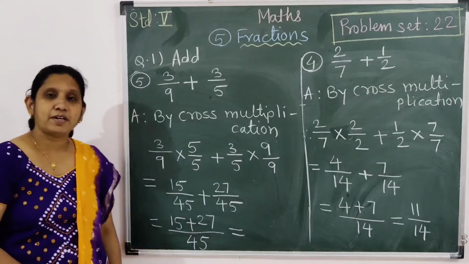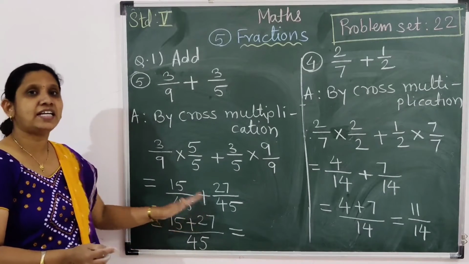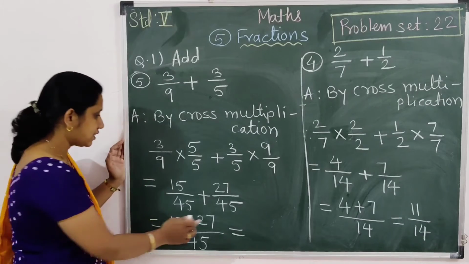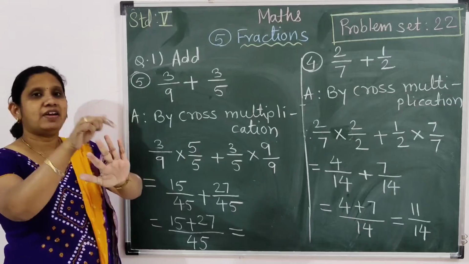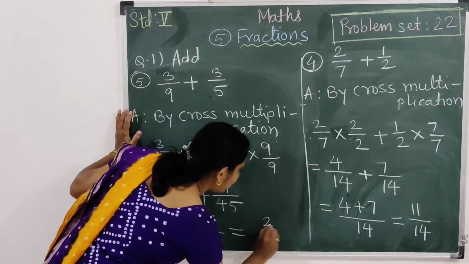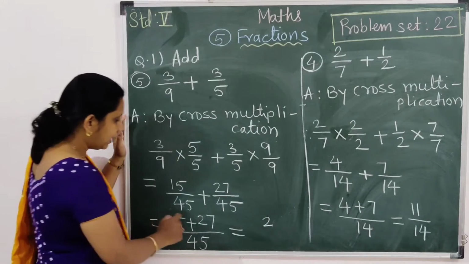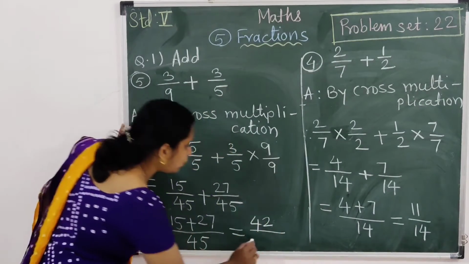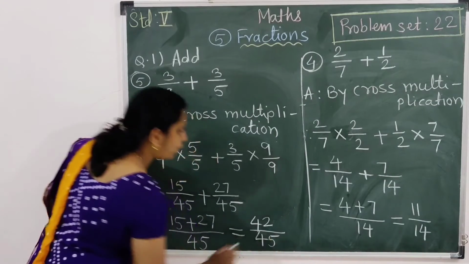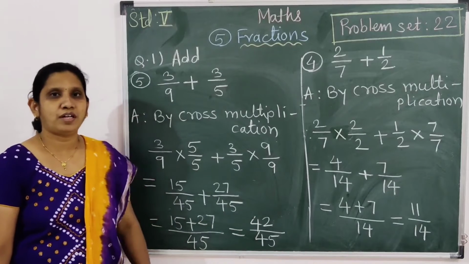Now, two-digit numbers we have got. No need to worry. Add first the unit place digits and then the tens place digits. 7 plus 5, 8, 9, 10, 11, 12. Yes, so we'll write on the unit place digit 2, carry 1 over here. 2 plus 1, 3, plus 1, 4. So we got numerator 42, denominator is 45. So our final answer is 42 upon 45.